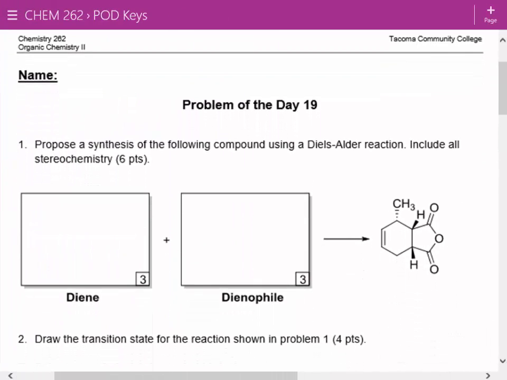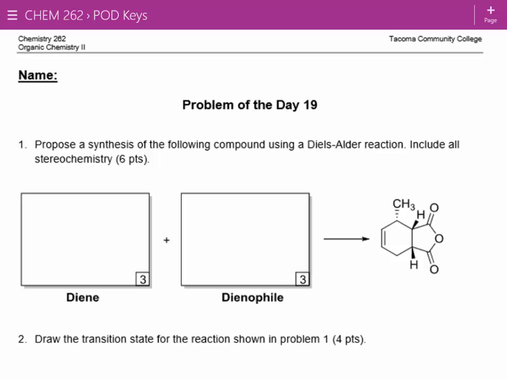So in our problem of the day, I think most of you were able to identify the diene and the dienophile, but now let's take a much, much closer look at the transition state. Model kits help, and I'll show you guys how model kits will help with our problem of the day example.